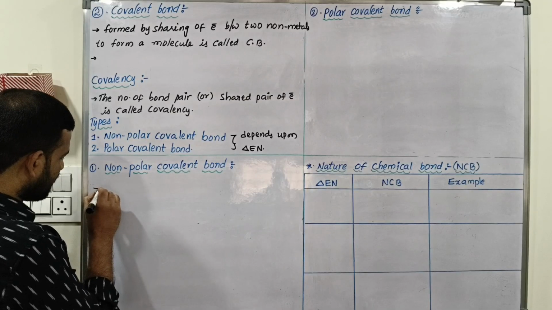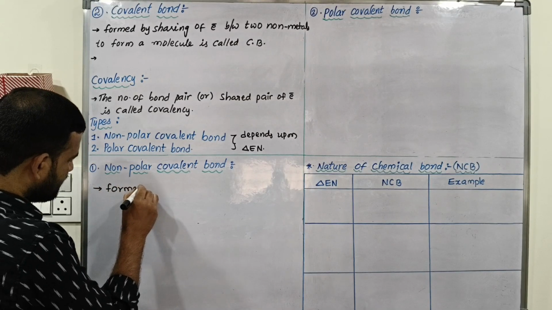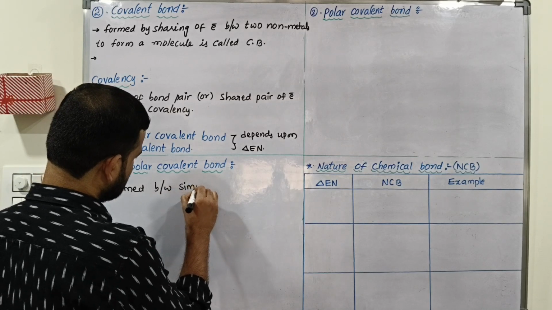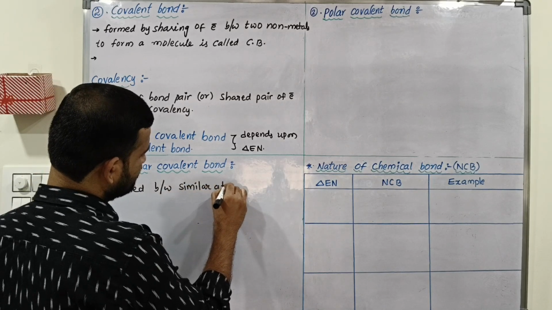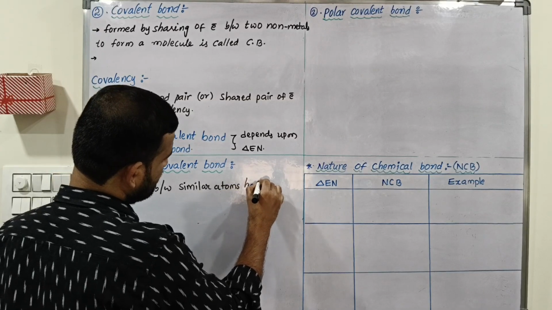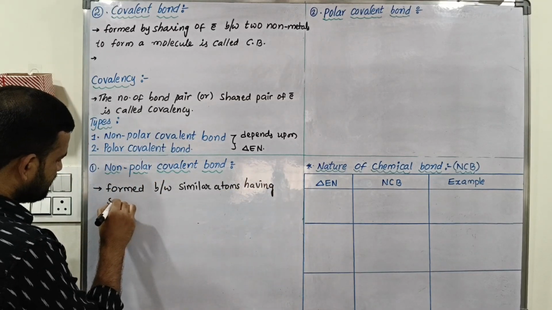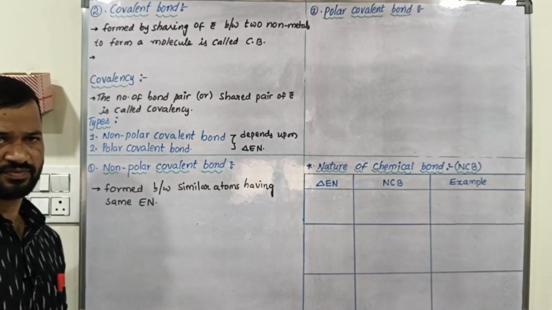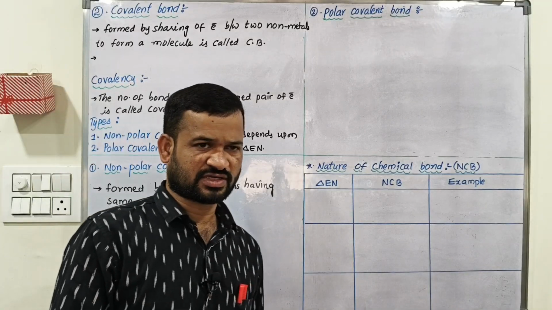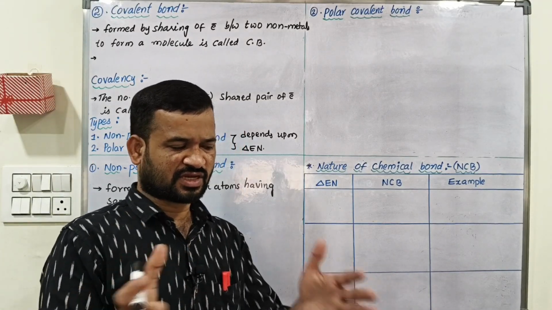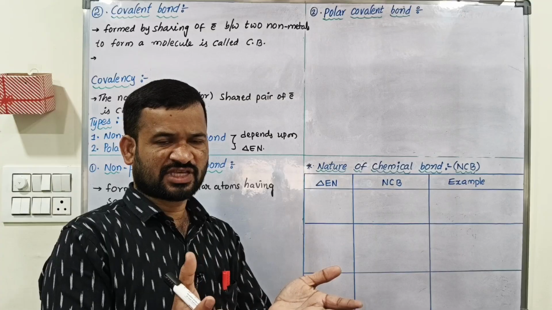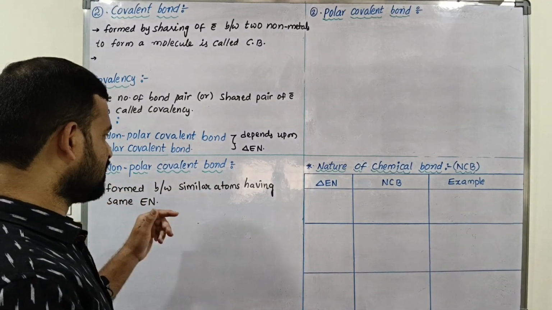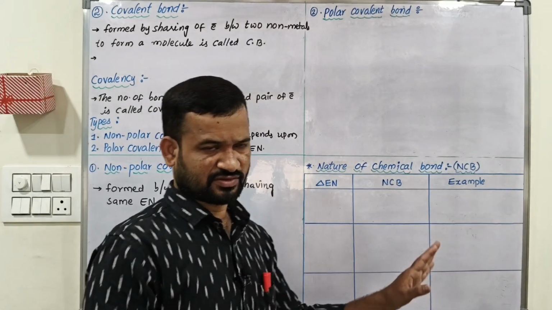Non-polar covalent bond is formed between similar atoms having the same electronegativity. Okay, there is no electronegativity difference. If the same kind of atoms are bonded together, both have the same electronegativity, meaning the electronegativity difference is zero. In this table I will give it clearly.